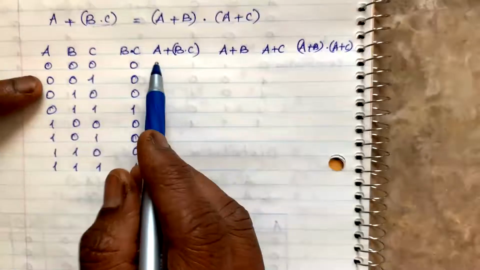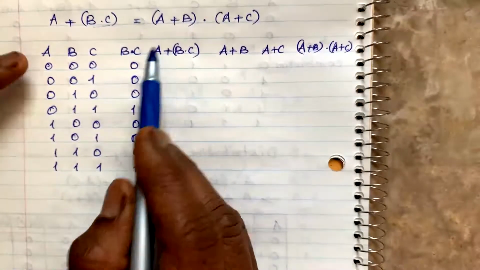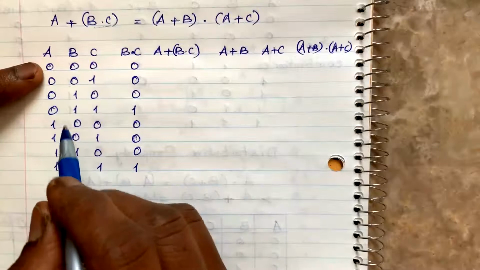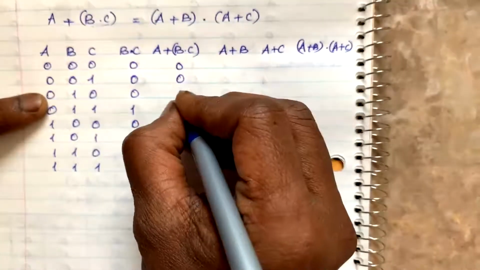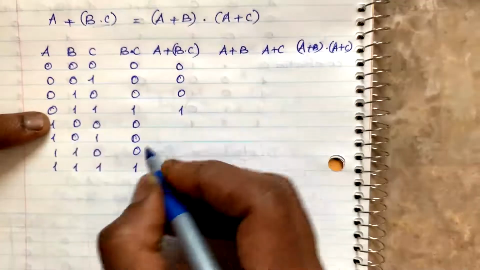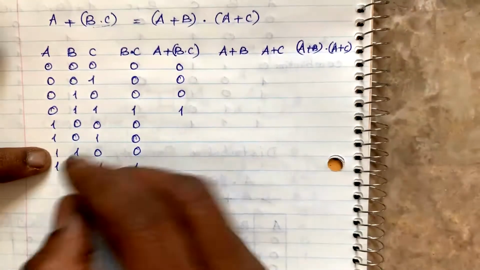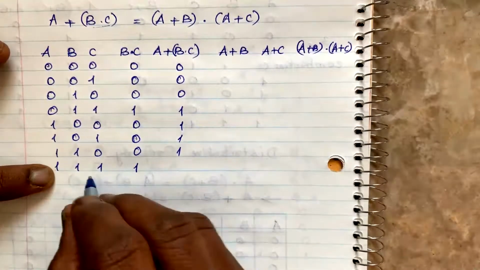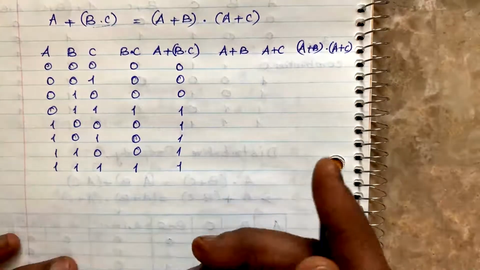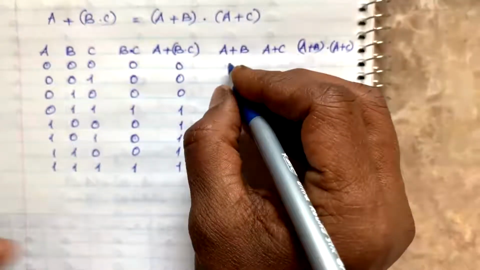Now plus it with, or it with A. So here, zeros in the first 3 rows. Here there is a 1, 1, and here these are ones. So 1, 1, 1, and here both are 1, 1. Finished. Now A plus B.